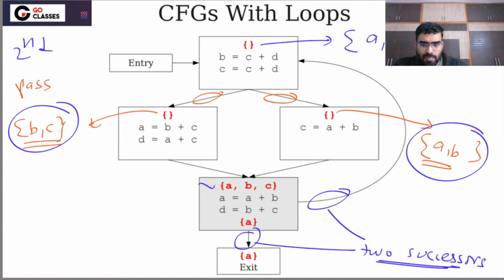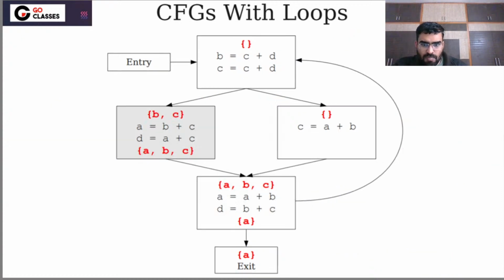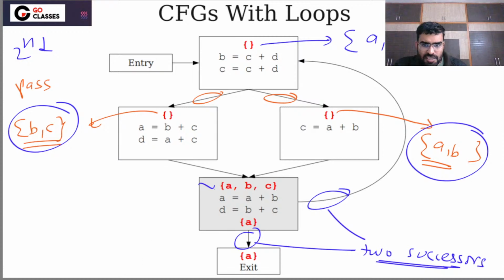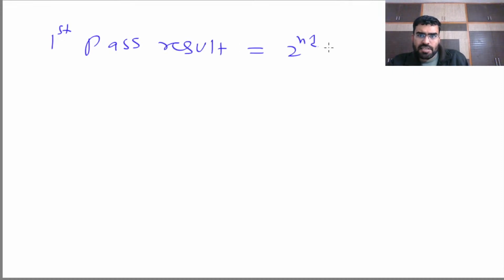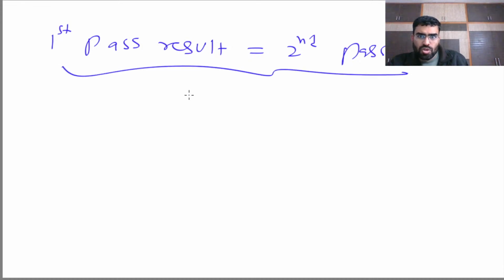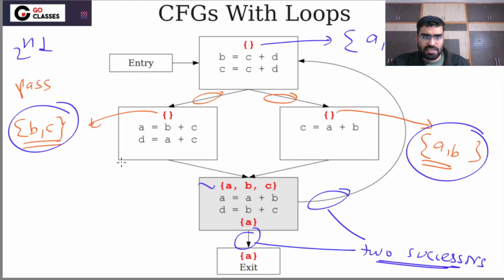Can you notice the second pass result is the same as the first pass result? So I can say one pass is enough. Yes or no? Correct? The second pass result is the same as the first pass result. So stop. This is your final answer. This is your final liveness analysis.